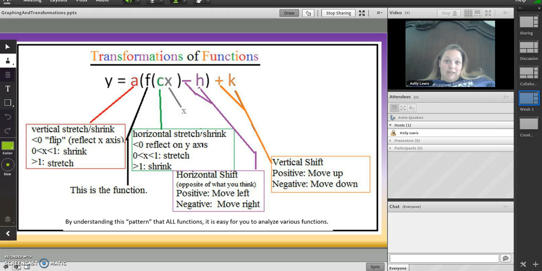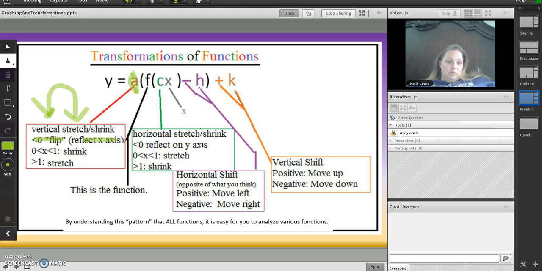All right, so this looks really intimidating. Don't let it be. It's a pattern for all transformations of functions, whether it's a quadratic or a cubic, a linear, whatever it is. So the number in the way front will flip on the x-axis if it's negative. It will make the thing turn down.